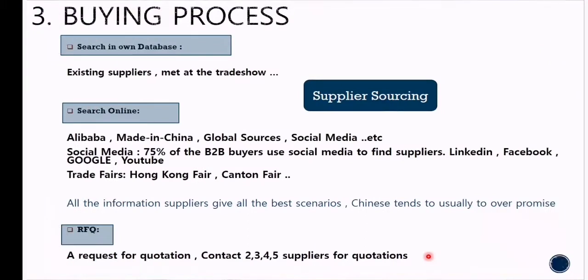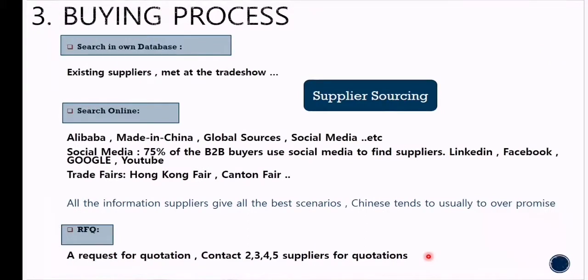Okay, but now according to some statistics, 75% of the B2B buyers are actually using social media to find suppliers. I mean 75%. Are you guys on social media yet? Okay, if not, you guys are very late. Okay, social media is not something new. Social media is something that I used in 2006, already 11 years. Okay, you also have Google and others.